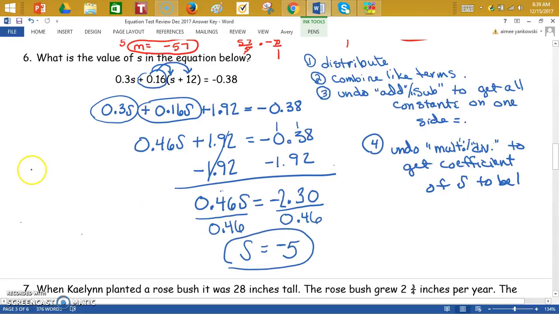Then of course, you know, I would go back through and show a check. So I would substitute a negative 5 back in place of s. Everywhere I had an s, I'd simplify the left-hand side, make sure it really came out to be negative 0.38. But because of time constraints, I'm not going to show the check. I hope that helps.